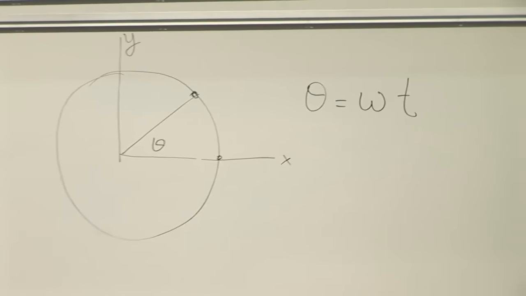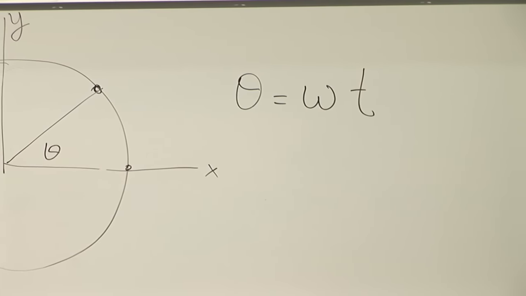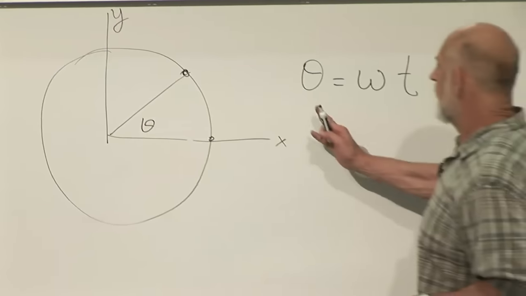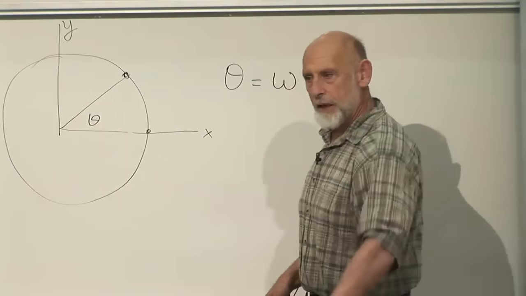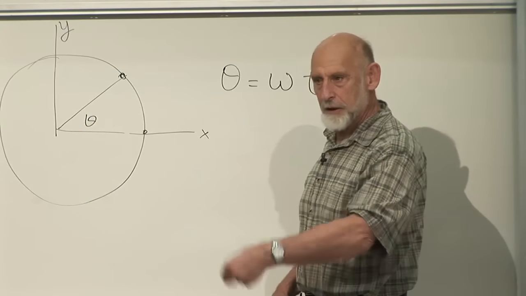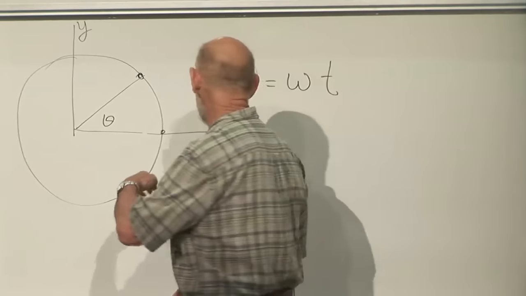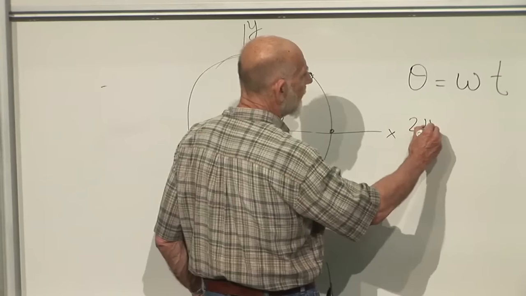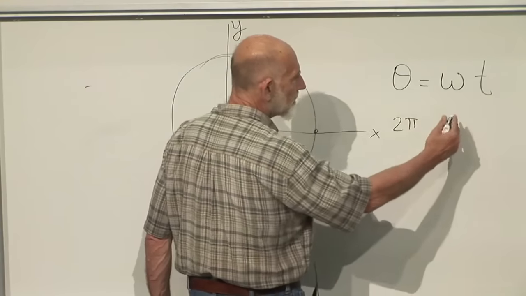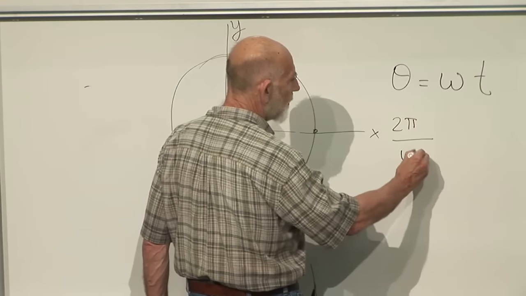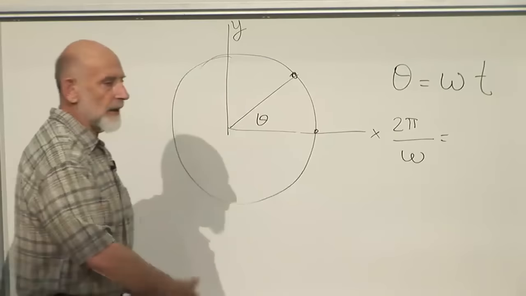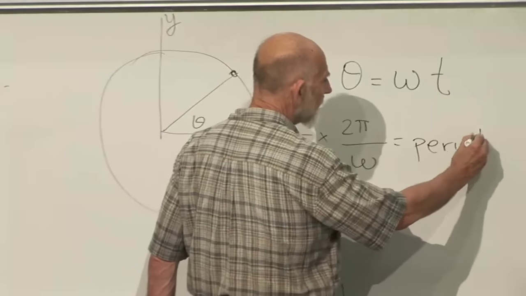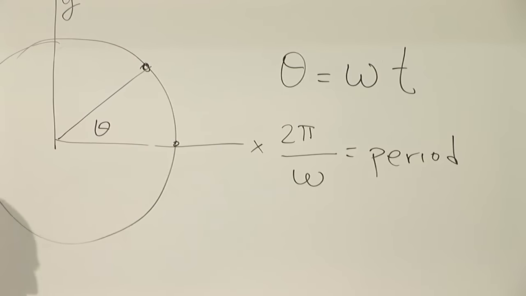How long does it take to go all the way around the circle? Well, to answer that, we just ask, how long does it take for it to go from theta equals 0 to theta equals 2 pi? 2 pi is 360 degrees in radians. We're working in radians, of course. So we simply solve the equation 2 pi is equal to omega times t, so 2 pi over omega is the amount of time that it takes to go all the way around, and that's called the period. The period of the motion is 2 pi over omega.